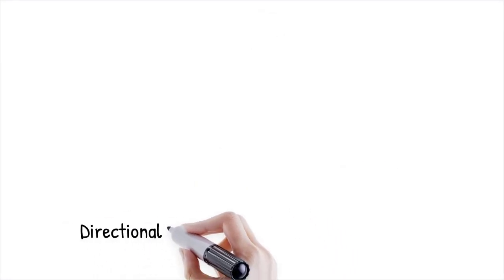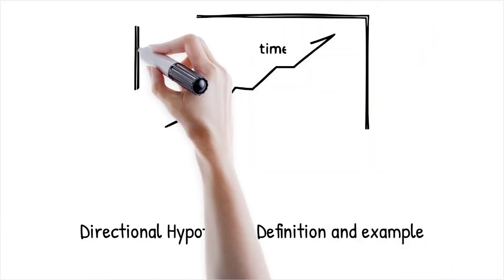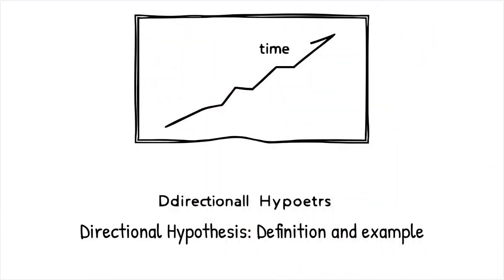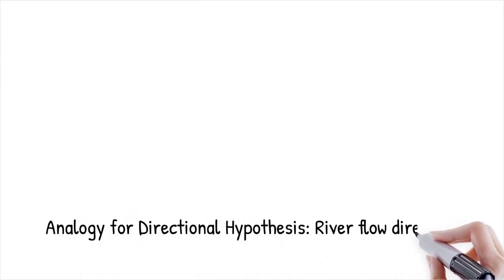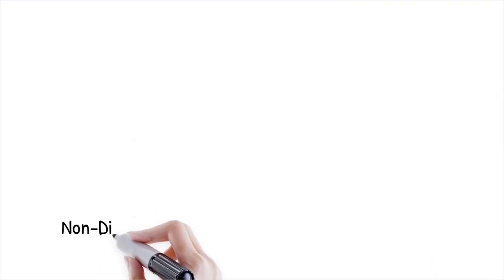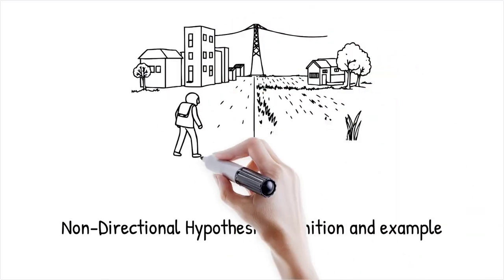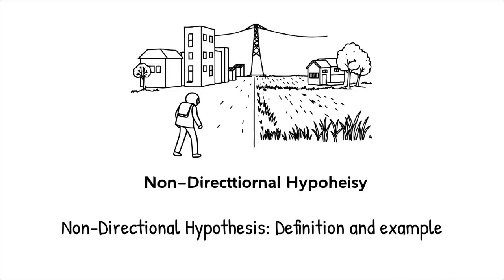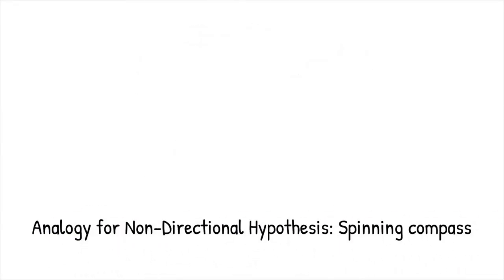A directional hypothesis specifies the expected relationship, e.g., increased screen time leads to decreased sleep quality, indicating not just if there is a path, but which way the river flows, while a non-directional hypothesis predicts a difference without specifying its direction, e.g., there is a significant difference in academic performance between urban and rural students, similar to a compass spinning freely. You know you'll move, but not where.